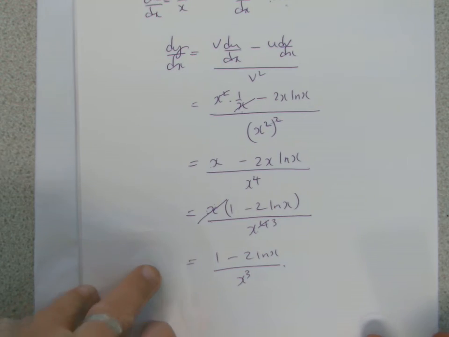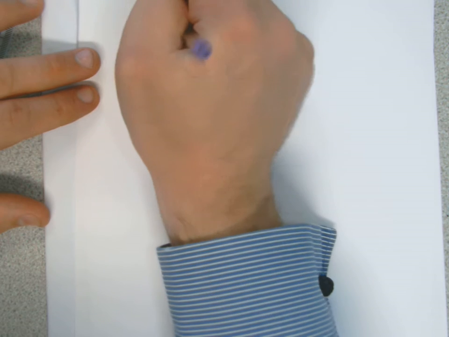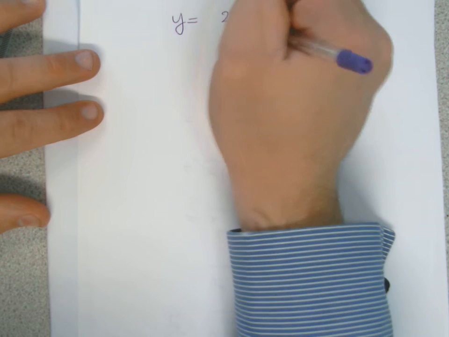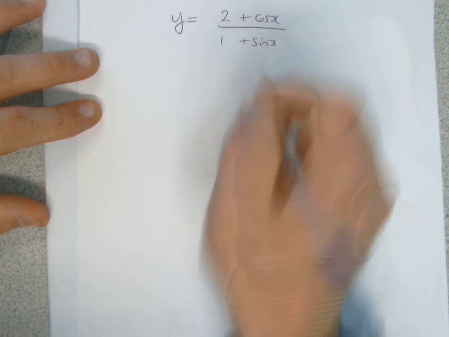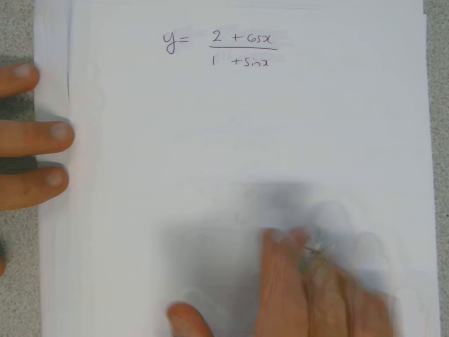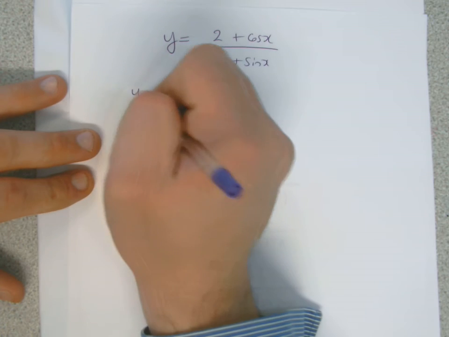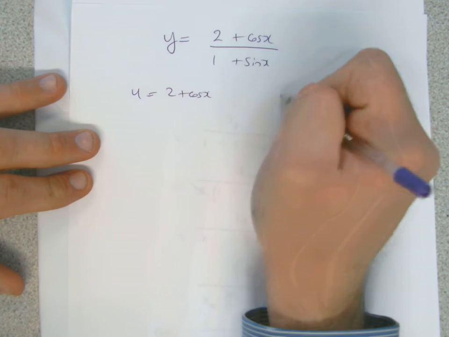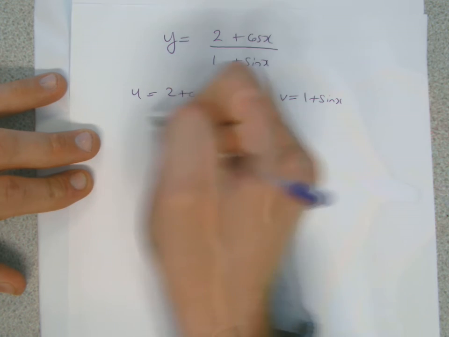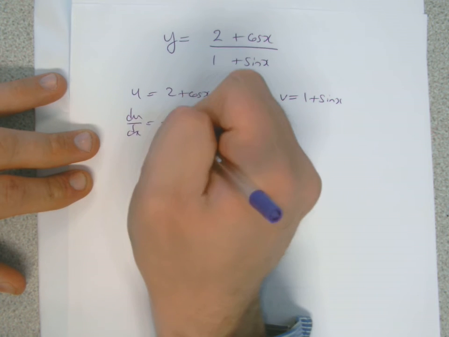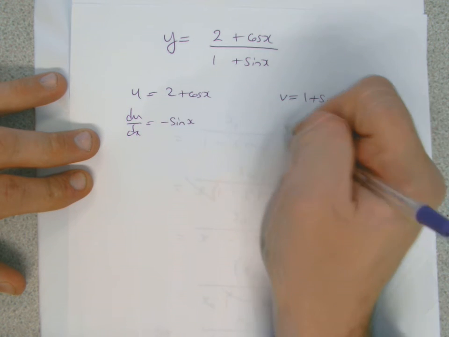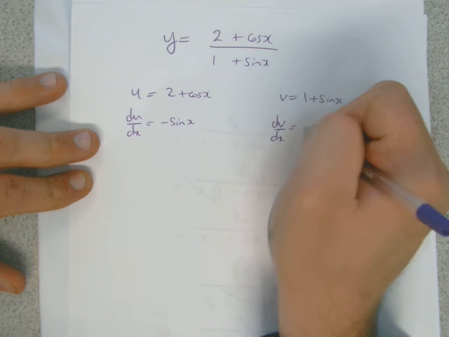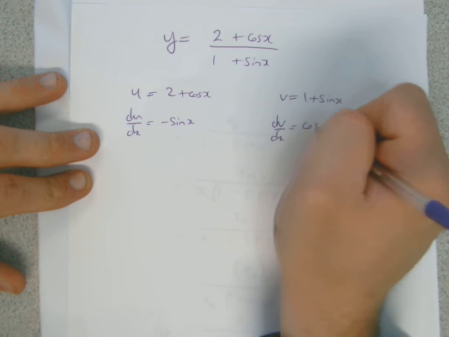Okay, let's do one more like that, where we've got, for instance, trig functions involved. So suppose I've got y equals, I don't know, 2 plus cos x over, say, 1 plus sine x. Okay, so we could have something like that. Well, there's no harm, you just realise now it is a quotient rule, so u equals 2 plus cos x, v equals 1 plus sine x. So du dx is equal to minus sine x. Differentiate that, because 2 becomes 0, cos x becomes minus sine x. dv dx, sine x becomes cos x. Is that right? Good stuff.